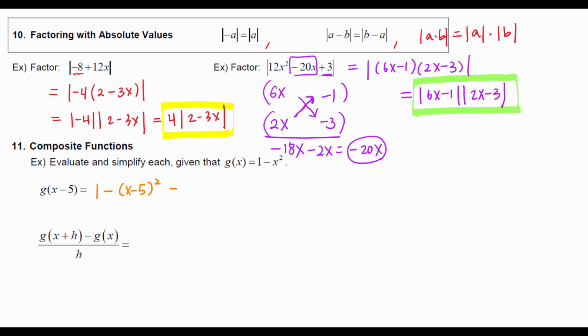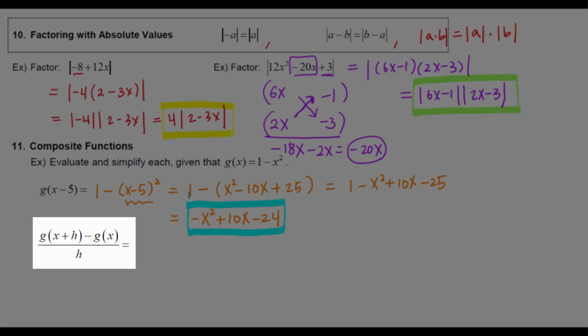And when you clean that up, this will be a perfect square trinomial when you multiply out. So it is a squared minus 2ab plus b squared. So when I distribute the negative now, I get 1 minus x squared plus 10x minus 25. So my final answer becomes negative x squared plus 10x minus 24.